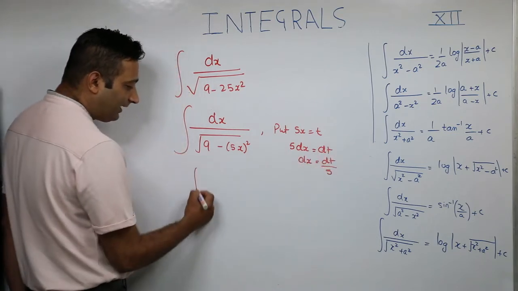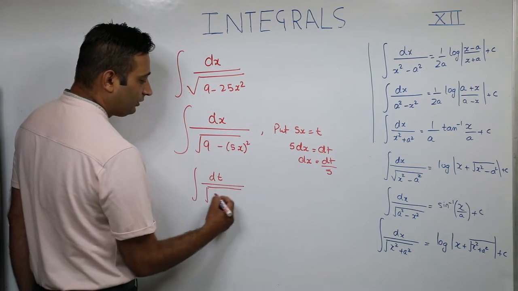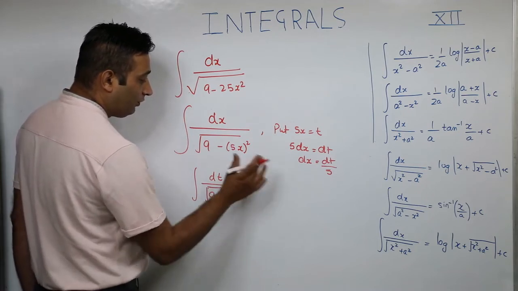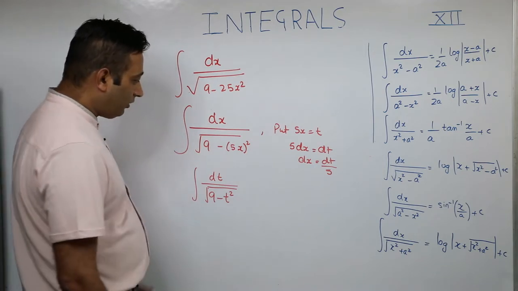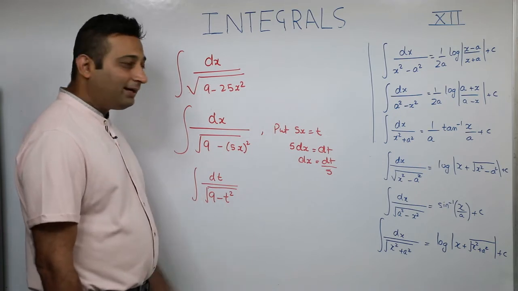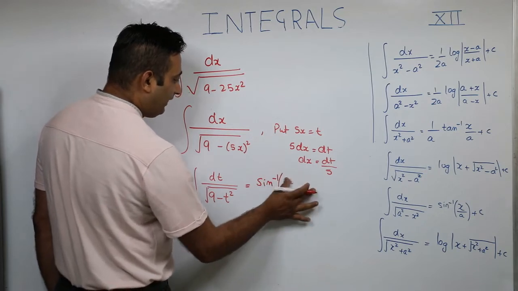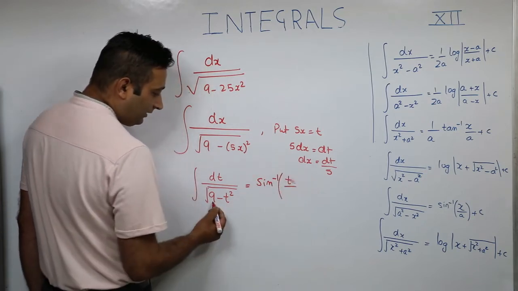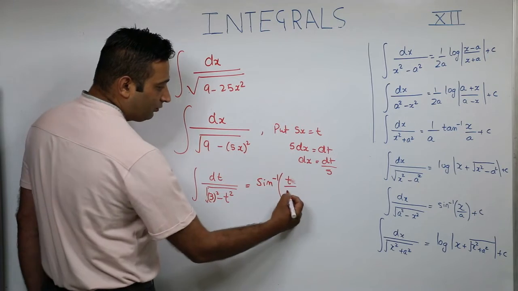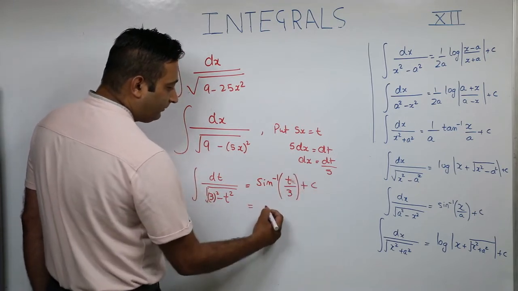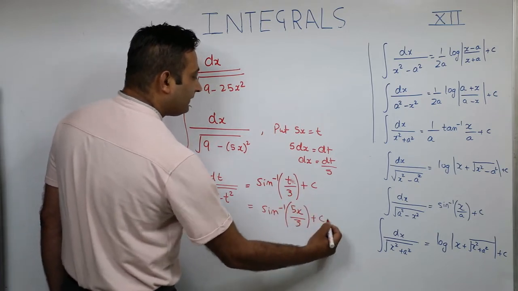After substituting these values, we get a standard form dt by under root 9 minus t square. So compare it with the standard form dx upon under root x square minus a square, or dx upon under root a square minus x square. We'll get the desired answer, that is sine inverse x by a, where x here is t, so t by a. Now 9 can be written as 3 square, so we'll replace this 9 by 3 square. So t by 3 plus c. That means the desired answer is sine inverse of t, that is 5x by 3, plus c.